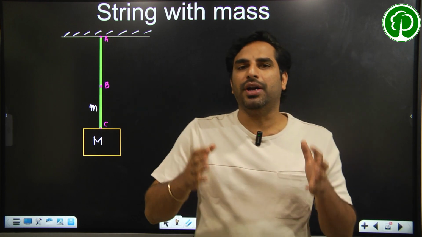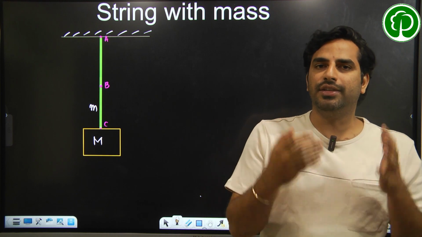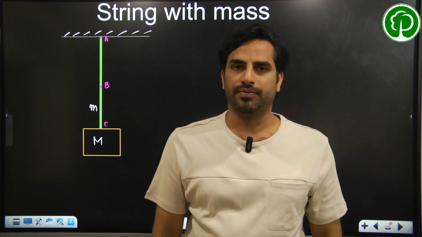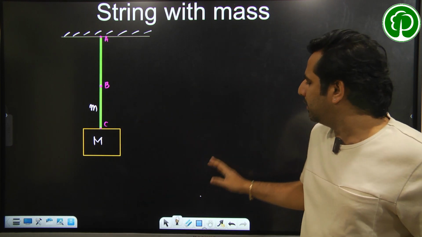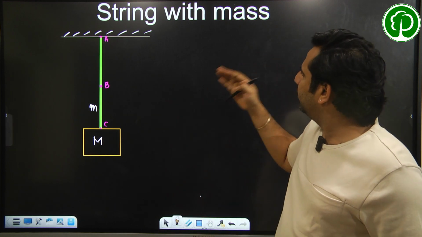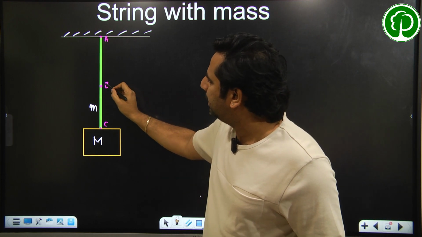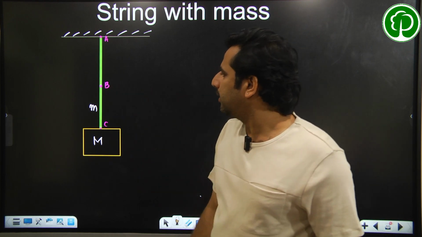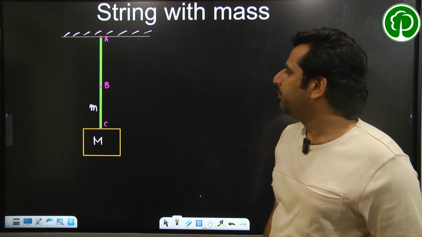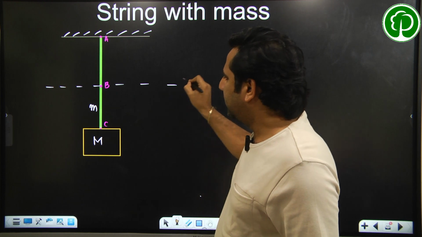The first point to be understood is that if the string has got certain mass, the tension is different at different points. So this example would clear the concept. The way you work with a string with a mass is like this. Suppose I want to find the tension at the midpoint. So consider B to be the midpoint. At this point I have to find the tension in the string. So break the system into two parts at that point.